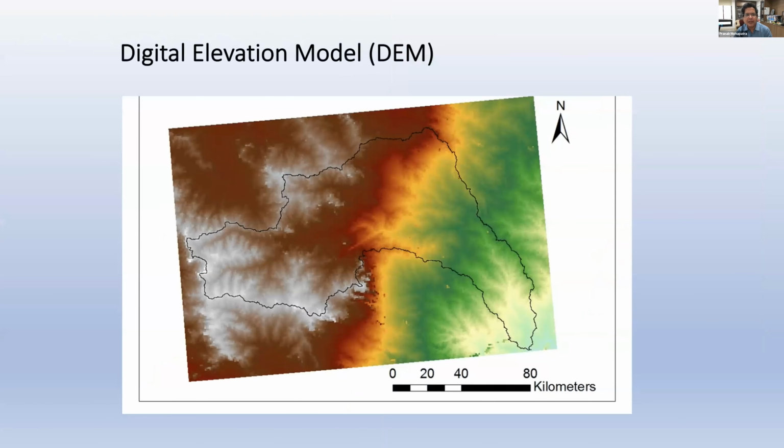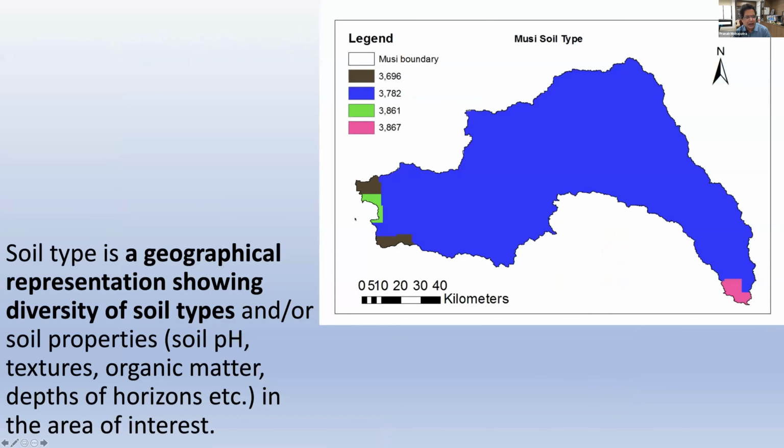This is the elevation model. For example, different colors indicate different heights or elevations. I have not given the colors, but it is again for Musi. And similarly, this is the soil type map.